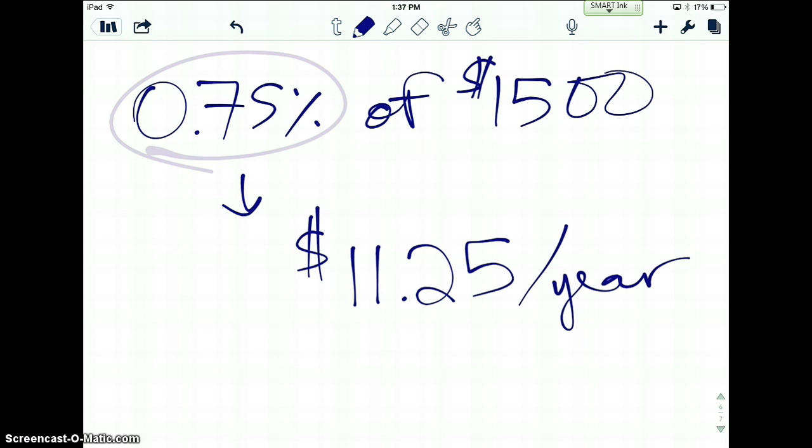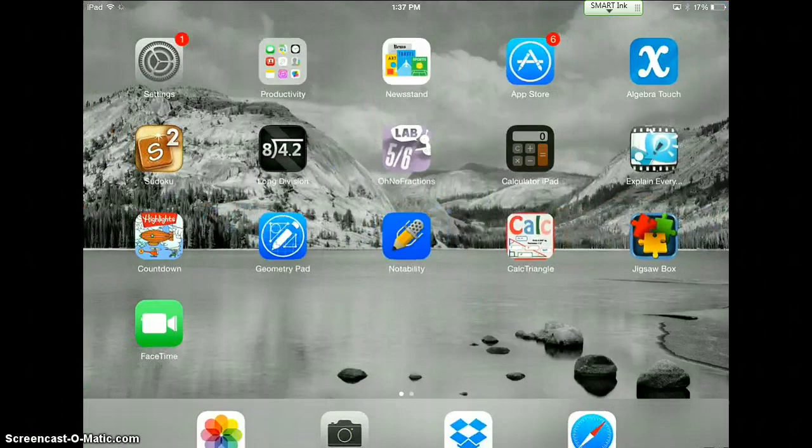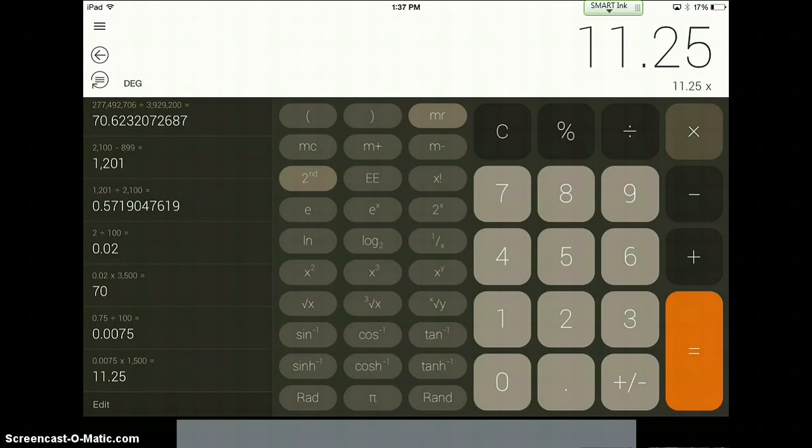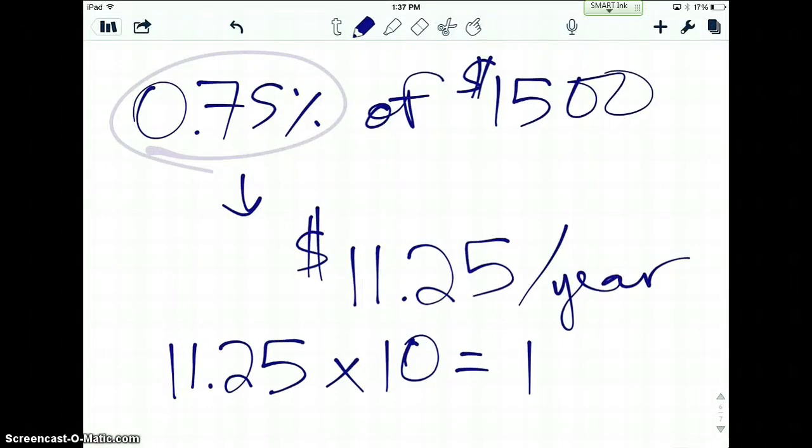How long does she have this investment for? 10 years. So I don't need just one $11.25. I need 10 of them. So I'm going to multiply that. $11.25 times 10, which most could do in their head, is $112.50.